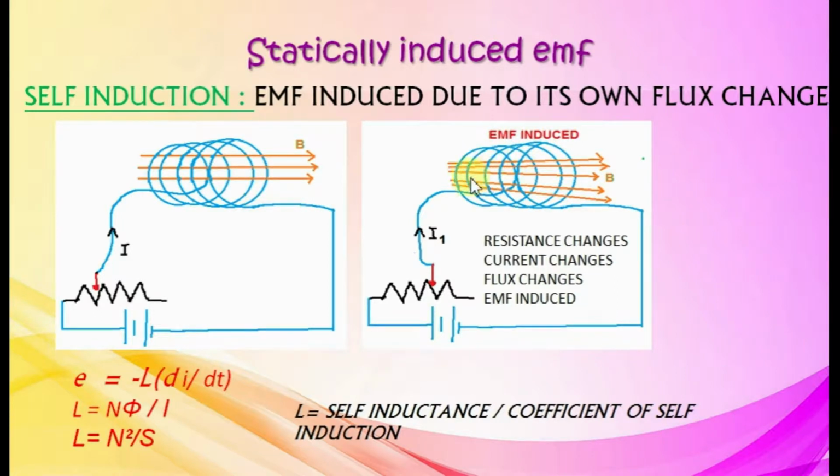This EMF is E equals minus L dI by dt. L equals self-inductance or coefficient of self-induction. L equals Nφ by I. L equals N squared by S, where S is the reluctance.